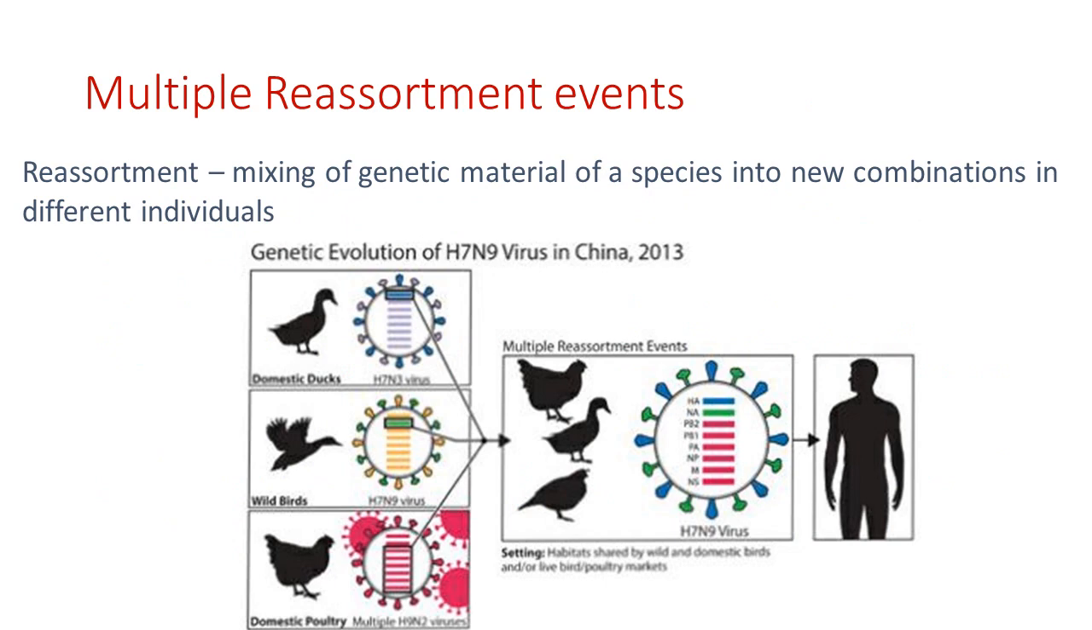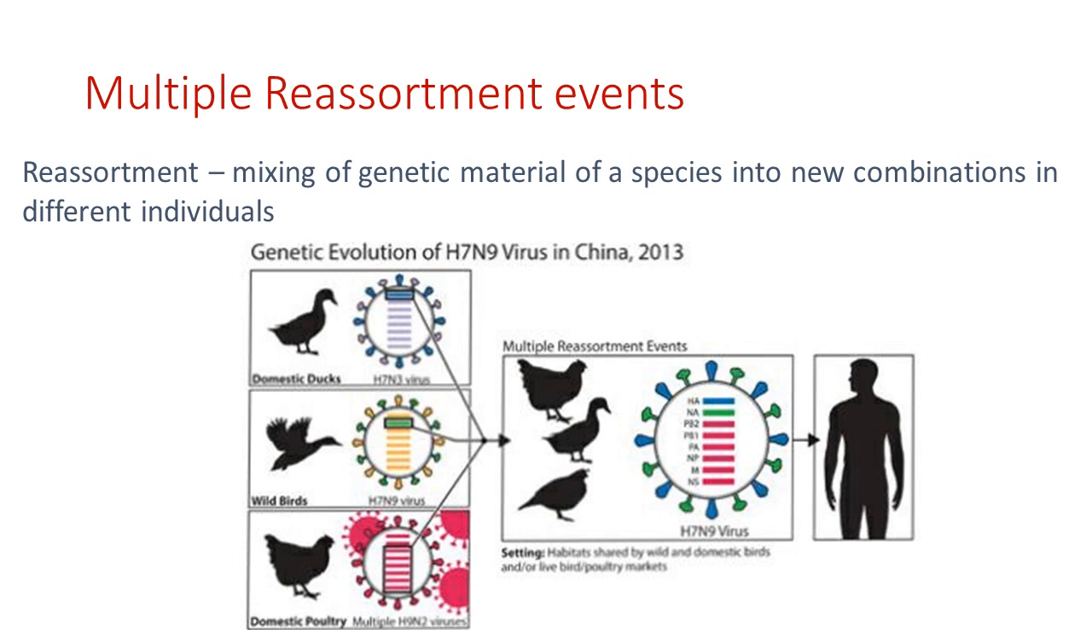We need to understand how this particular virus is evolving. For that we need to understand multiple reassortment events. So first let's understand what reassortment is. It is the mixing of the genetic material of particular species, thereby producing new combinations. These new combinations then get into individuals.